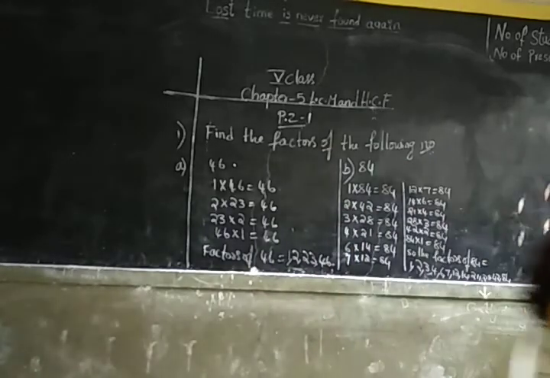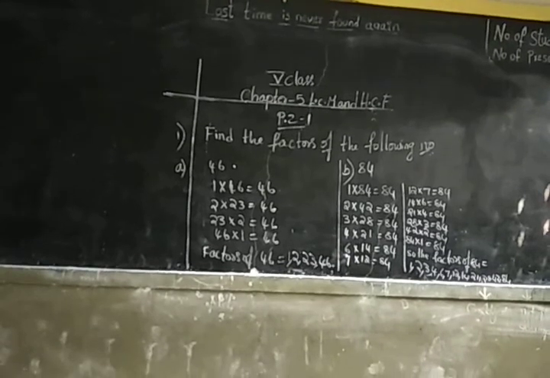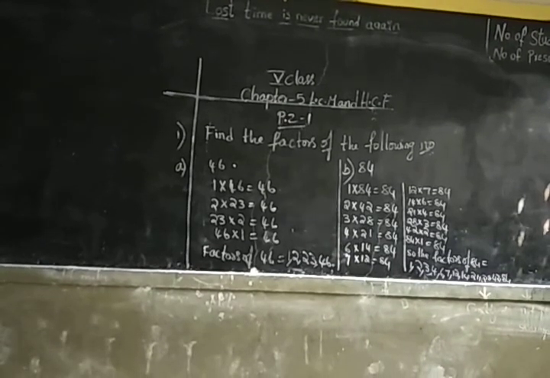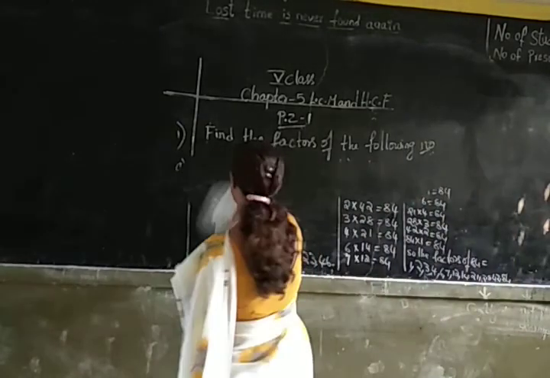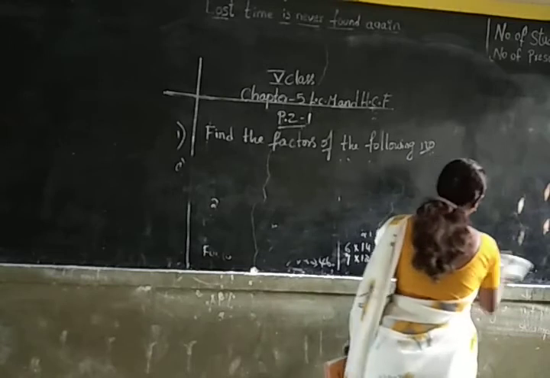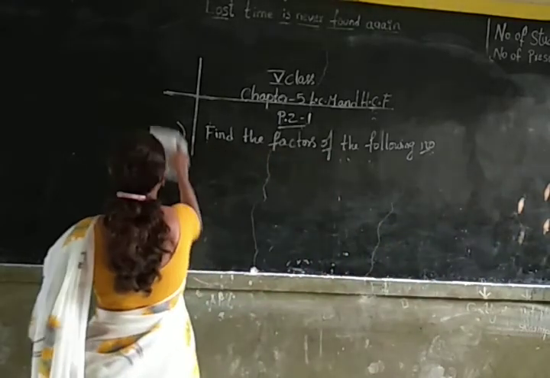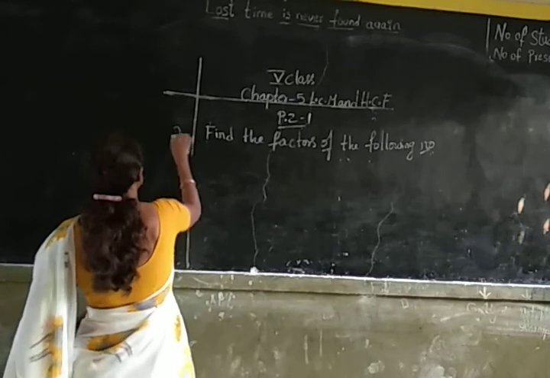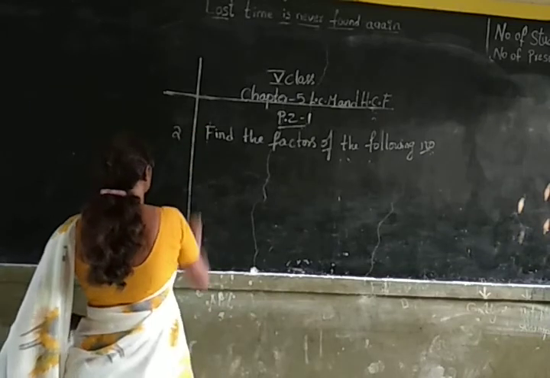This is the way of writing the factors of a given number. Okay children? Children, you do the C sum and D sum for homework. Okay children? Now let us do the second sum.